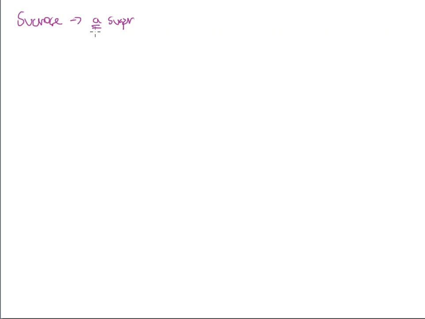Sucrose is a sugar, and sugar is also classified in a laboratory environment and in upper level chemistry courses as a saccharide. Saccharides are just a very fancy term that means sugar. That's it.